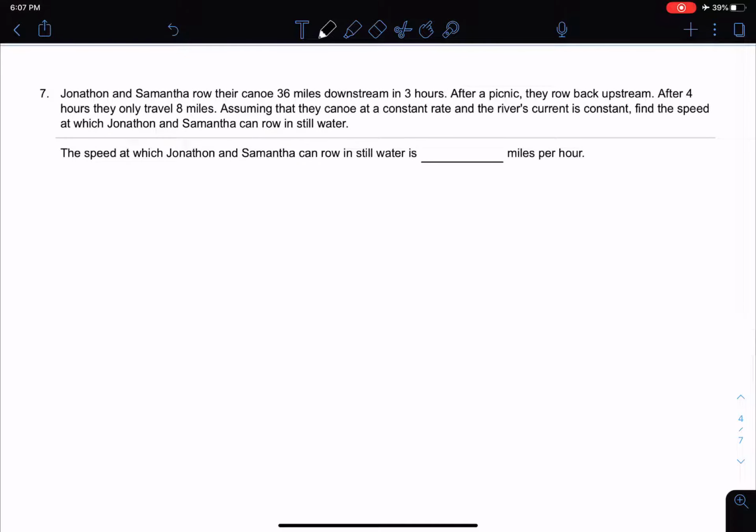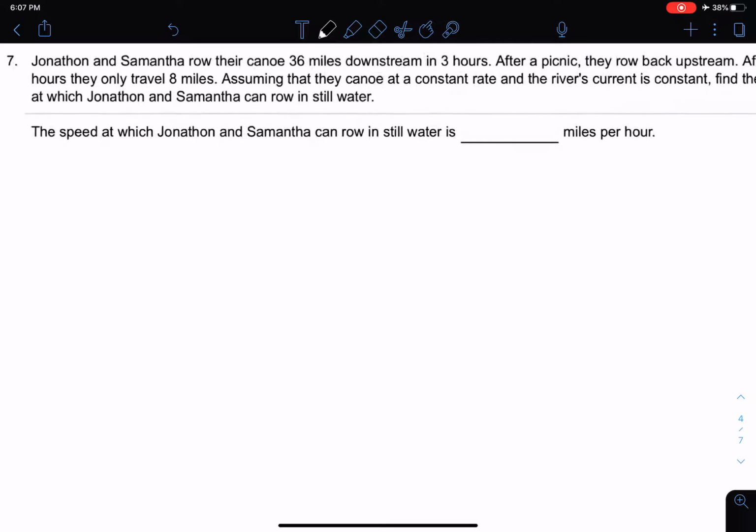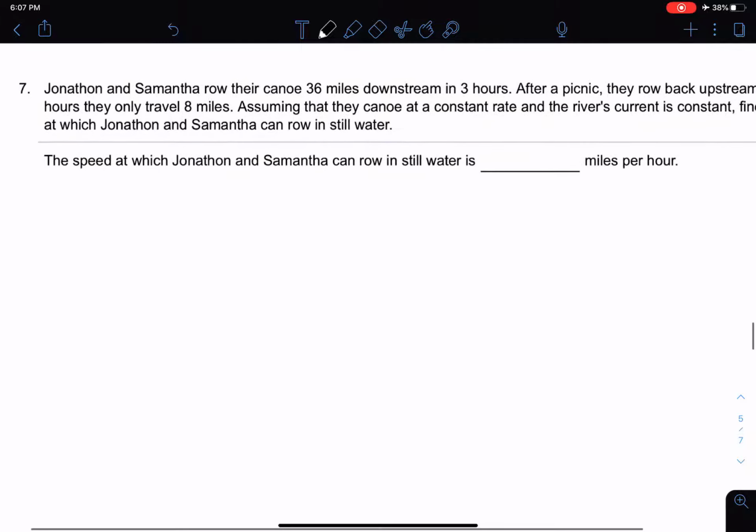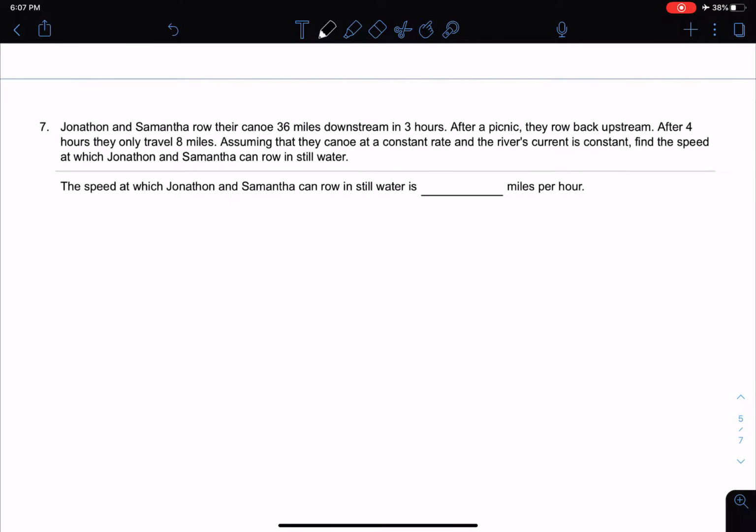I've got to conserve a little bit of space here, so let me zoom in. Maybe I better read the problem. Jonathan and Samantha row their canoe 36 miles downstream in 3 hours. After their picnic, they row back upstream. Okay, let's see what's going on so far. Let's call this downstream.